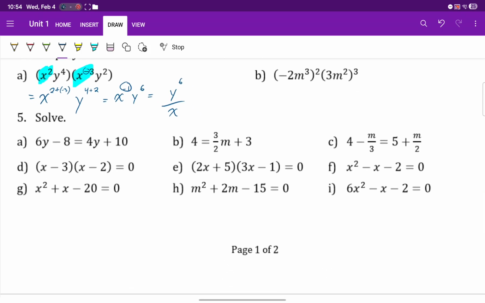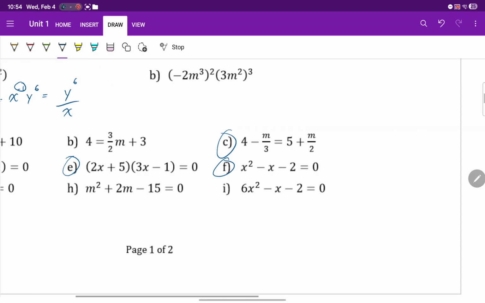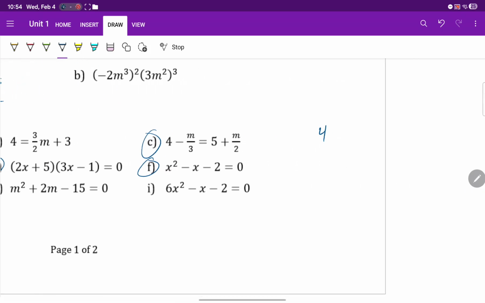These solving ones here, again, there's a variety here. I'm going to do something like, how much time, what am I at here? I'm at 8 minutes, okay. I'm going to do something like C and something like F. Okay, maybe I'll do 3 and E. So if I do C here, okay, we have 4 minus m over 3 equals 5 plus m over 2.